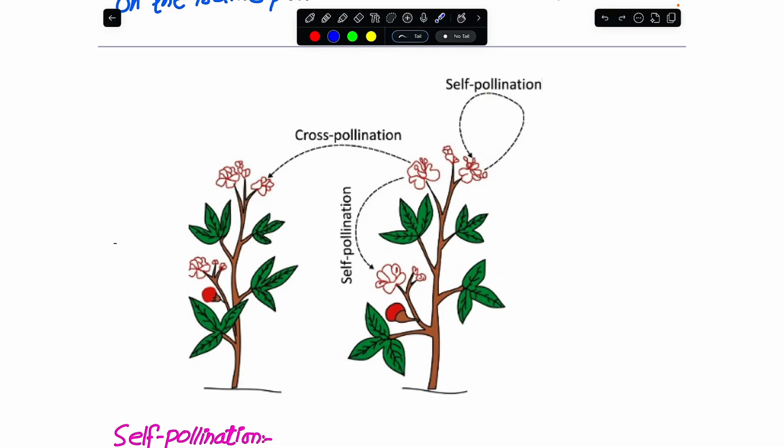And here I am emphasizing this point: if the pollen grain from this flower falls on the flower of some different plant species, ultimately fertilization cannot be brought about, because each plant has its distinct number of chromosomes.